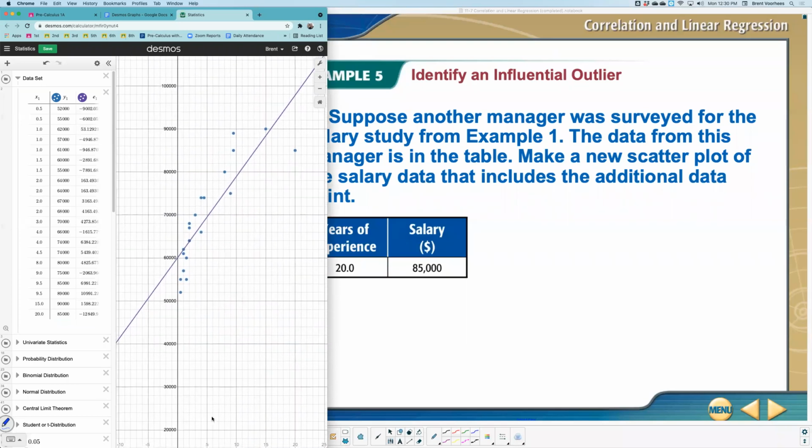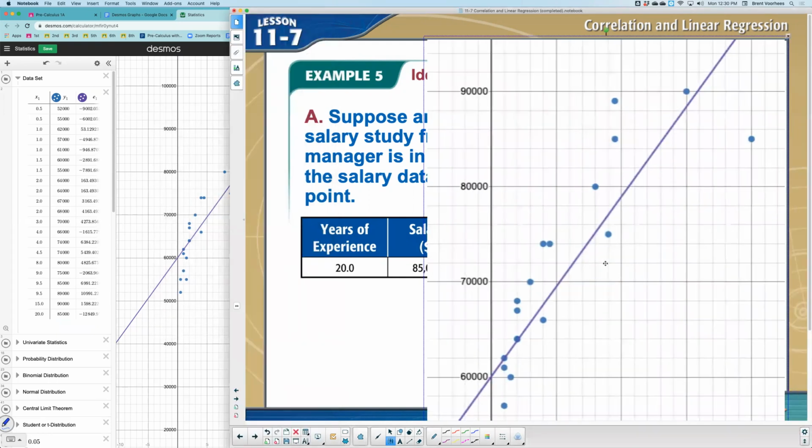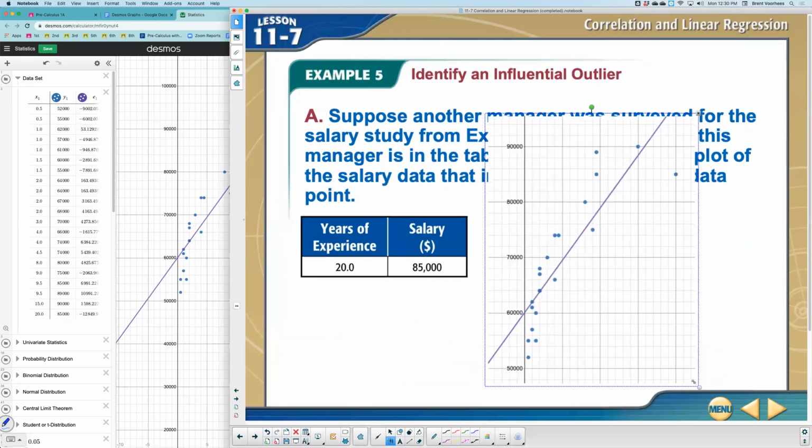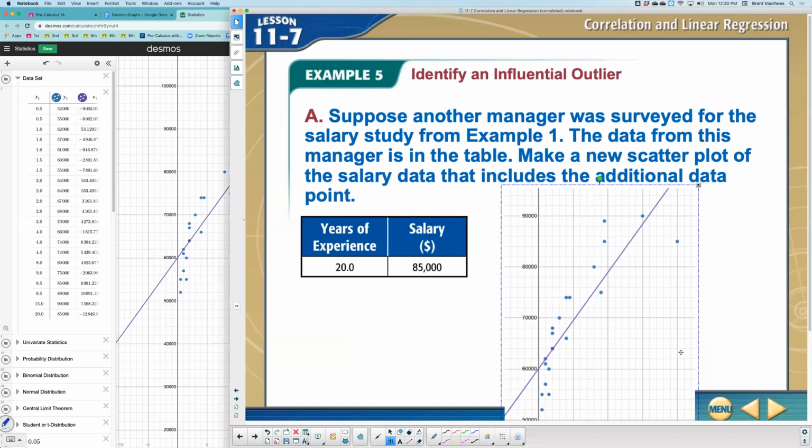Let me take a picture of this to add to our graph. So here's my new snapshot of data. These pictures are always so large. There we go.